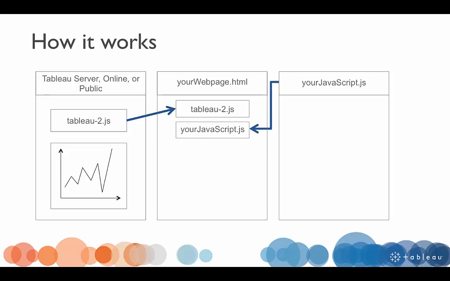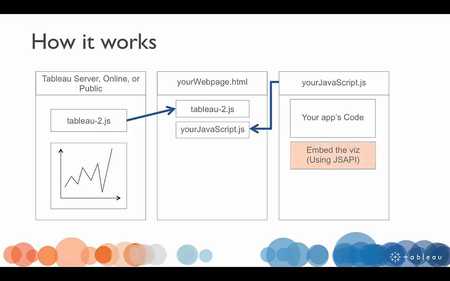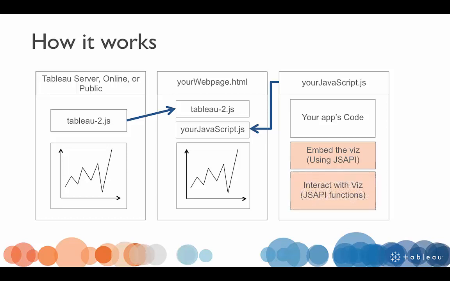The next thing you'll do is you'll take your JavaScript, which includes your custom API code, and add that to your web page as well. Now, what's in this yourjavascript.js? It of course has your app's code for controlling all of the things outside of the Tableau dashboard. But using the JavaScript API, you'll write some embed code. The result of that is that the dashboard will be embedded inside of your web page. And finally, you'll write some JavaScript API functions that interact with the visualization, enabling that robust integration that we talked about.